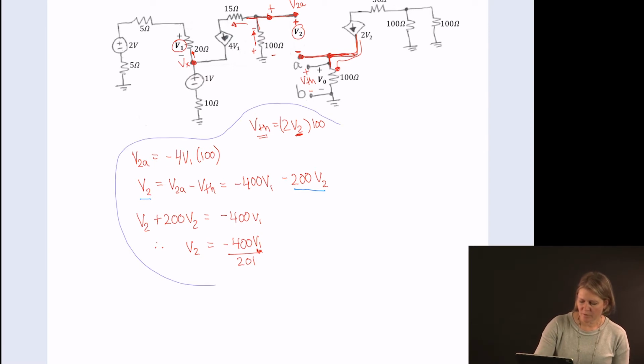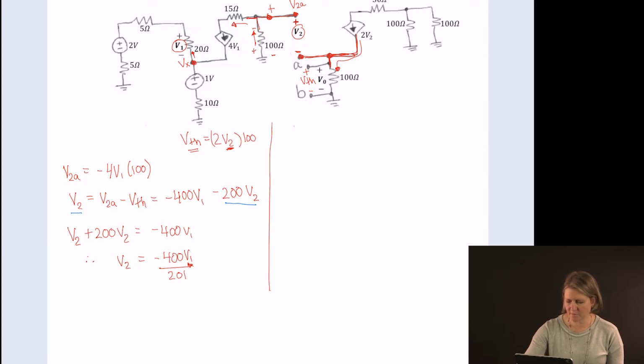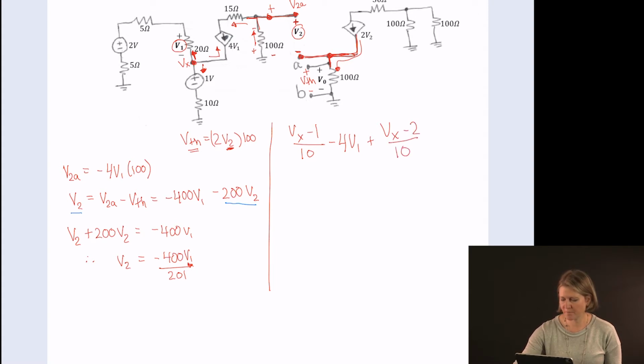So I'm going to move these over, and then I'm going to draw on the same side so it's easy to see. So my Vx equation in this branch, I'm going to have Vx minus 1 over 10. In this branch, I get a minus 4V1. And then this branch in this way, I'm going to get a plus Vx minus 2 over 10. Equals 0.